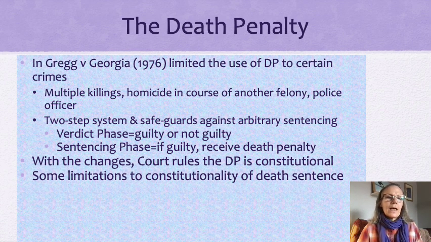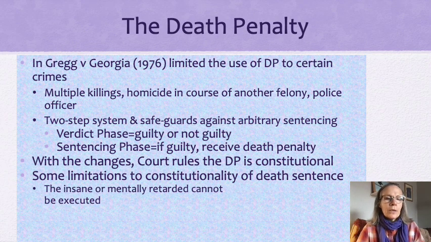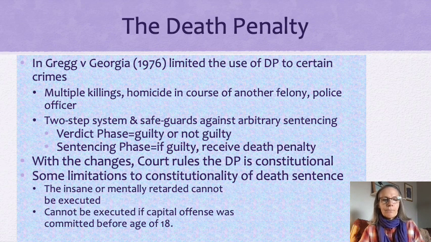Now, since Gregg, the Supreme Court has heard additional death penalty cases, and they will continue to hear those in the future. And they have found some additional limitations on the constitutional use of the death penalty. One limitation is that if somebody suffers from a mental disease or defect at the time of the commission of their crime, or if they suffer from mental retardation, then they cannot be executed. So people with diminished intellectual capacities or who are mentally ill cannot be subject to the death penalty.